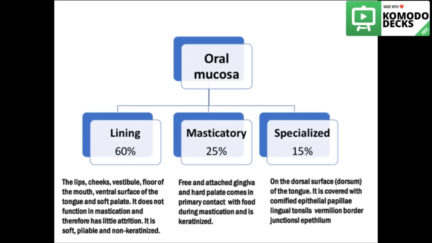The specialized oral mucosa is 15% of the total surface. It is found on the dorsal surface of the tongue, which is covered with cornified epithelial papillae, along with lingual tonsils, the vermilion border of the lip, and the junctional epithelium.